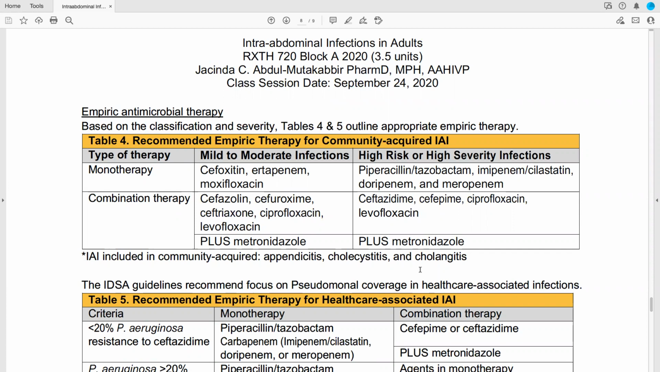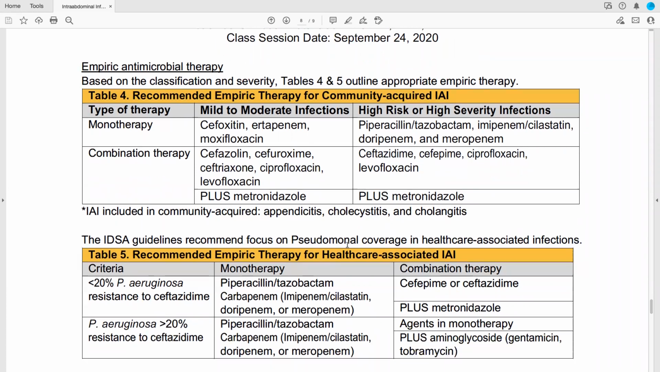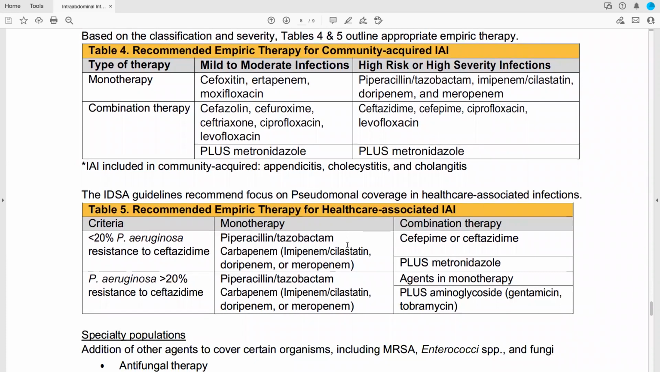The cephalosporins that do cover for anaerobes are cefoxitin and cefotetan, and we see that our cefoxitin is here, but only for our mild to moderate. So we will only look at that for mild to moderate, community acquired. That's the only time we'll look at cefoxitin. So our intra-abdominal infections included in community acquired infections can be appendicitis, cholecystitis, cholangitis. So those can be there in our community acquired infections.